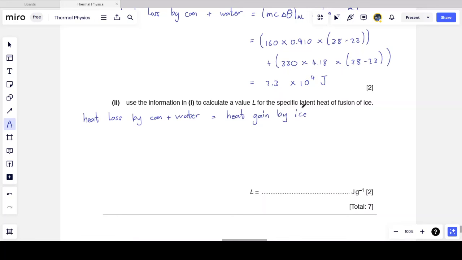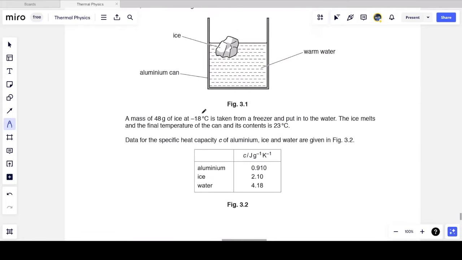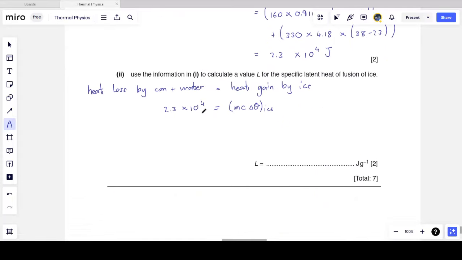I'm not going to write it this way for now because of space, but I know the left-hand side is 2.3 times 10 to the power 4. So the entire right-hand side must be 2.3 times 10 to the power 4. But what's it made of? It's made of the mass of ice times the specific heat capacity of ice times the change in temperature of ice, for the ice that has gone from minus 18 degrees Celsius to 0 degrees Celsius.